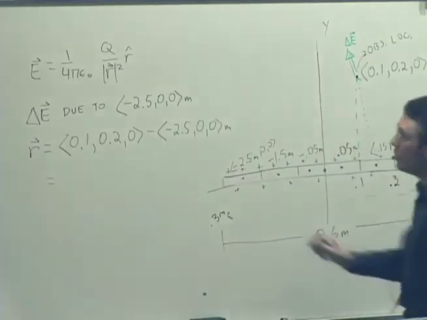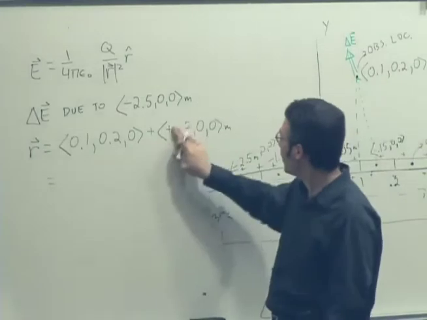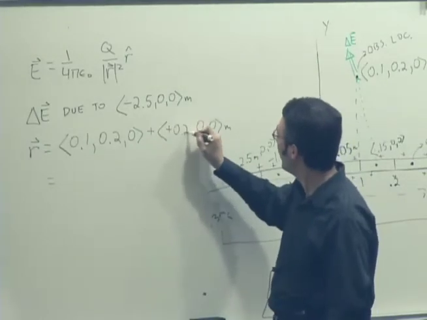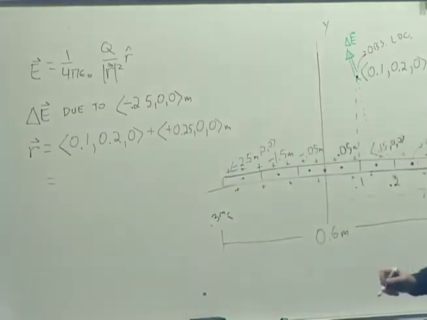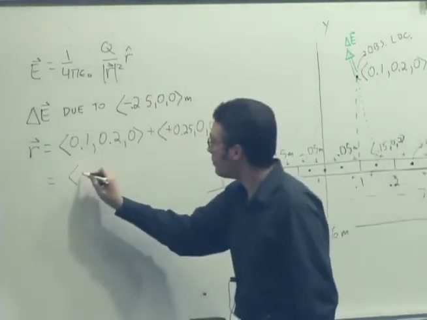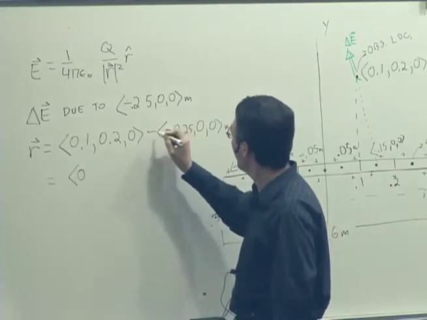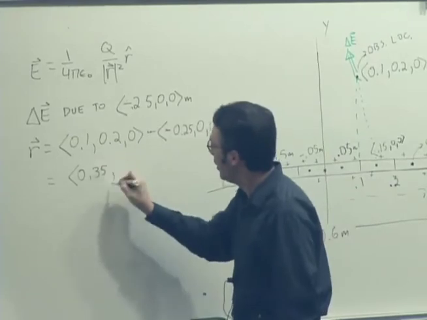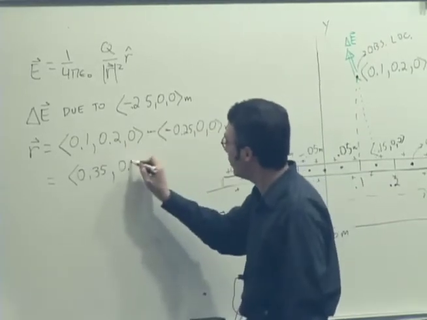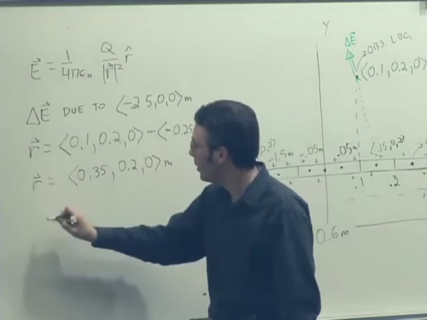Oh, sorry, 0.25. 0.25, thank you. So we have 0.35, right? And then 0.2 minus 0 is 0.20 meters. Okay? So that's R.